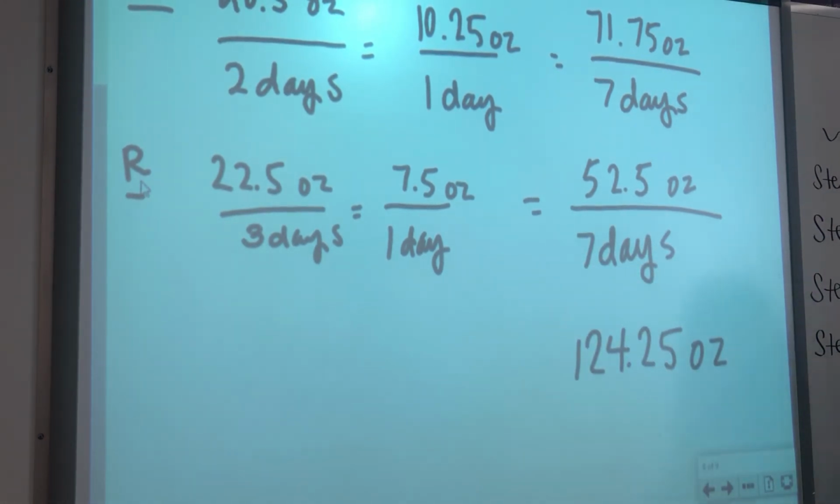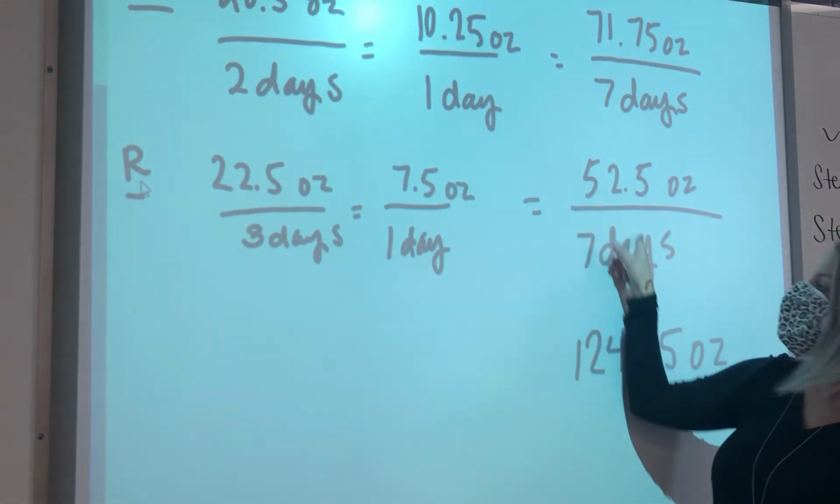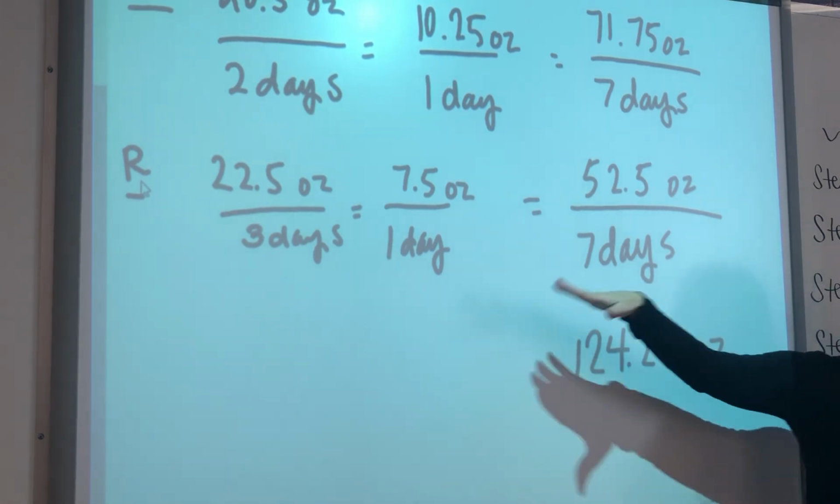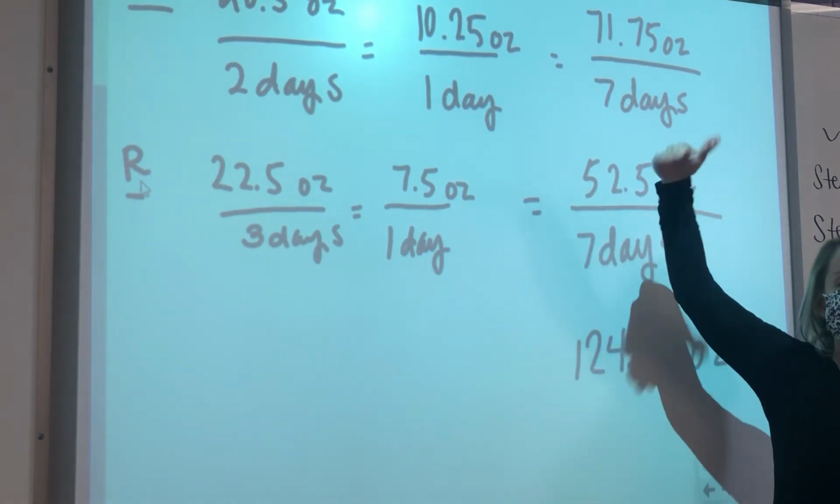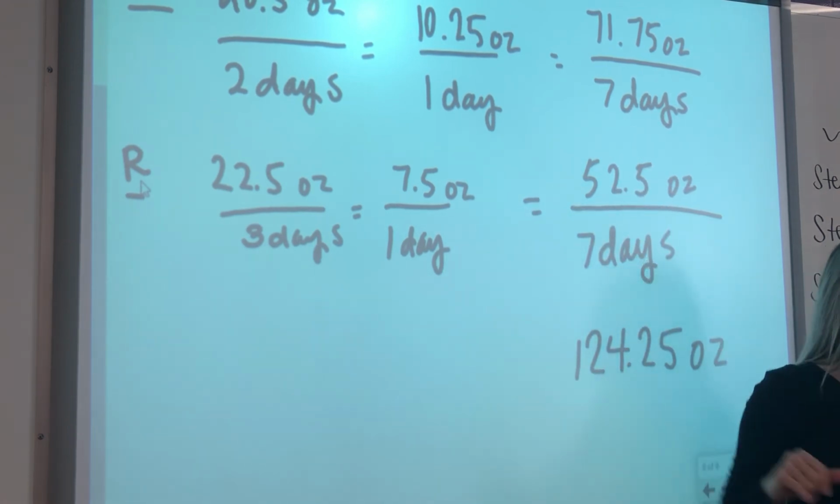Okay, so this is called finding the unit rate. This is called scaling. Because when we are trying to find a value that's greater than what we have, we need to scale up. We had to scale up to 7 in this situation. And that's what we did.